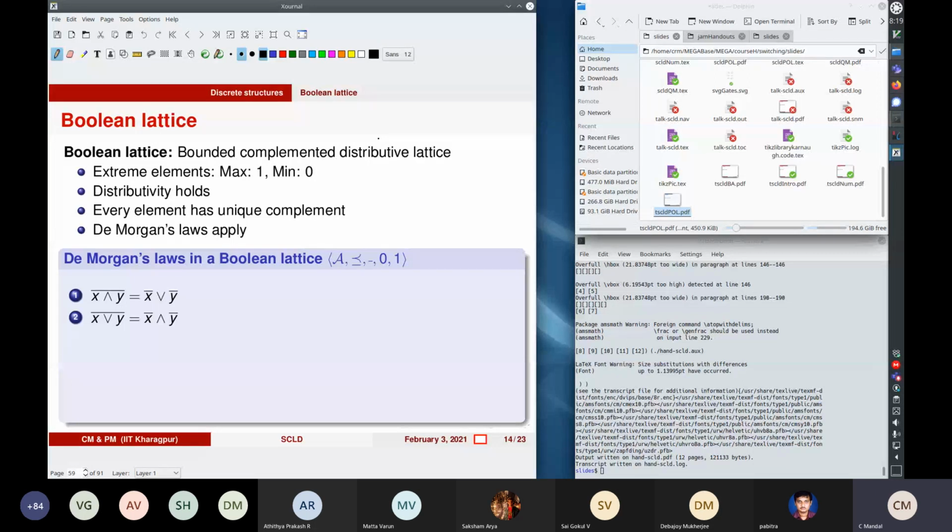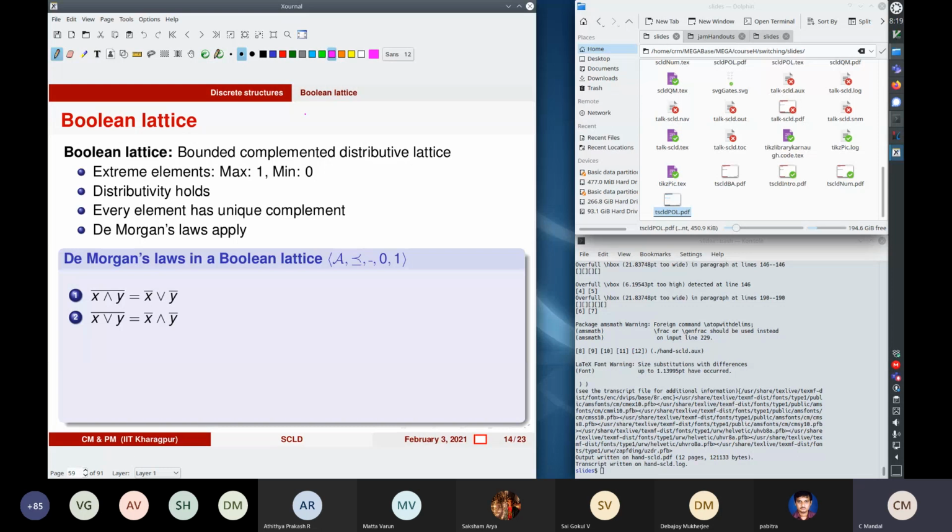So, these are the statements of De Morgan's laws. That is, the complement of the meet is the join of the complements, and the complement of the join is the meet of the complements. All right. So, how can we prove this? So we basically prove that you have two expressions here.